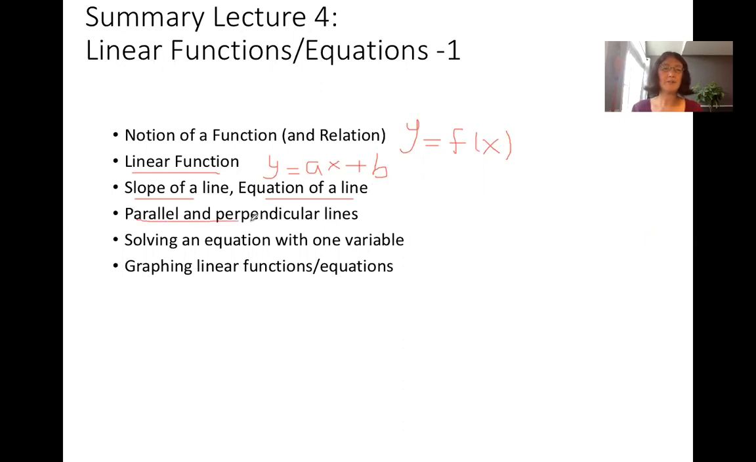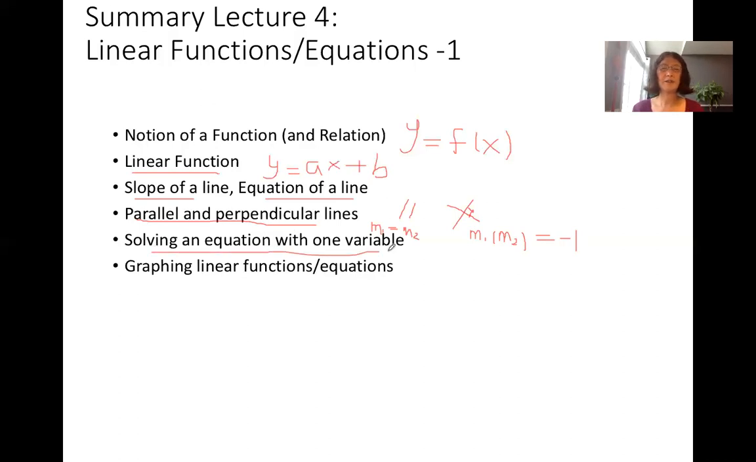And parallel and perpendicular lines. Parallel means two lines whose slopes are the same. Perpendicular means those two lines are at 90 degrees. When you have parallel lines, the slopes are equal, m1 equal to m2. When you have perpendicular lines, the two slopes multiplied together equal to -1.